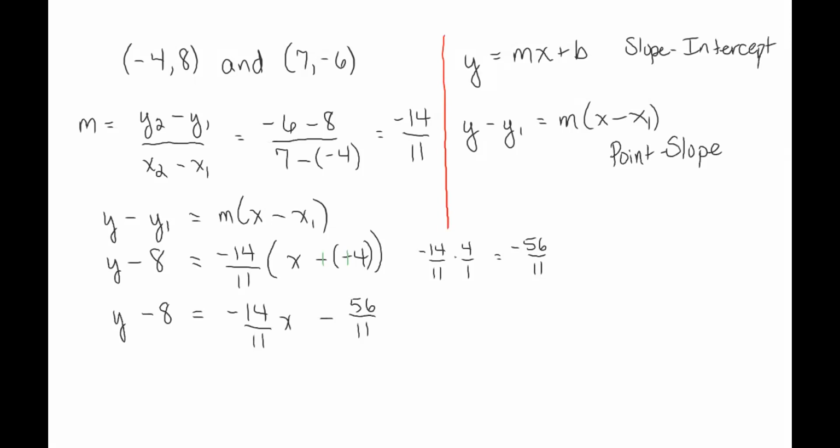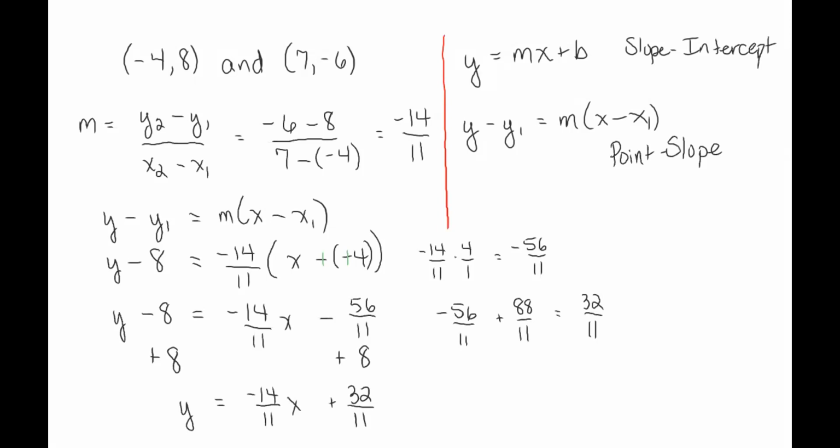Can you find it now? Yeah, that's pretty much my only problem. Okay, good. All right. So now we're going to add 8 to both sides. And if I were doing this by hand, I'm doing -56/11 plus 88/11. But you could use your calculator. And I get 32/11. So I'm going to write my answer as -14/11 x plus 32/11.